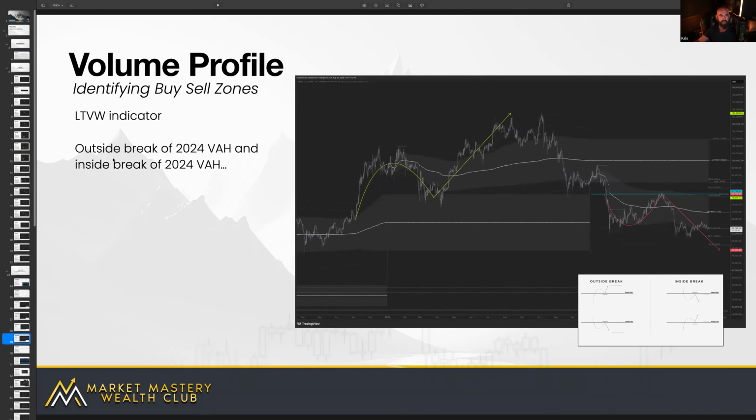And one more for argument's sake. So LTVW indicator again, outside break of the 2024 value area high. Okay. So 2024 locks in, and then we've got this beautiful previous level that marks out through time and space. This way, we had this huge, we can go off here. We have this huge time and space. It comes down into here, and it pushes off to all-time highs.